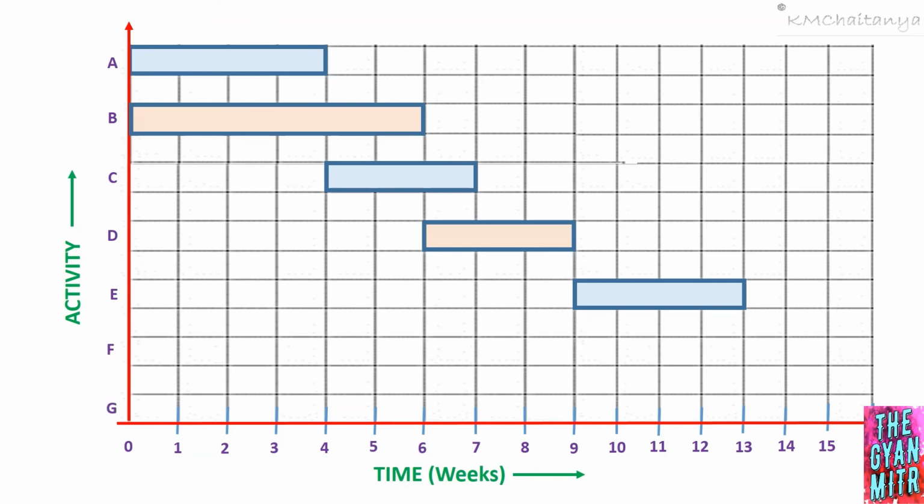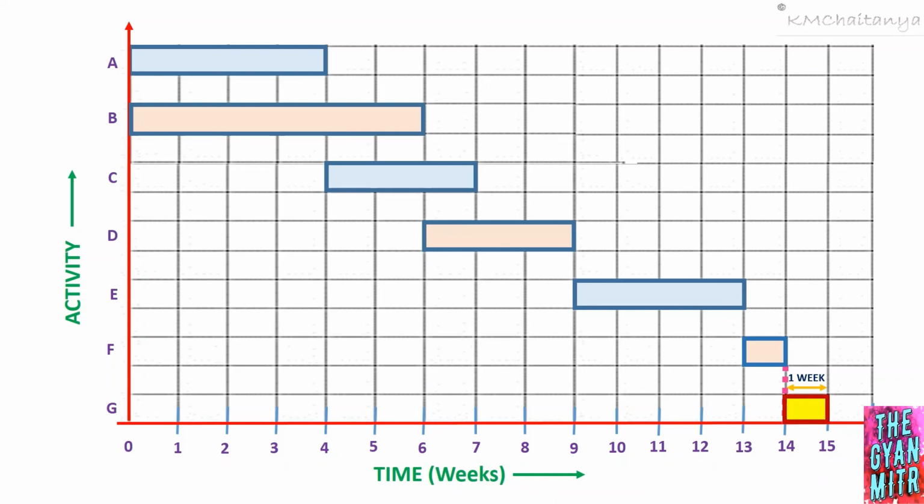Now activity F is going to start after activity E is completed at time t equal to 13, and the duration of activity F is 1 week, so activity F will look something like this. Now for activity G, it is going to start after activity F is completed at time t equal to 14, and the duration of activity G is 1 week, and therefore activity G will look something like this.